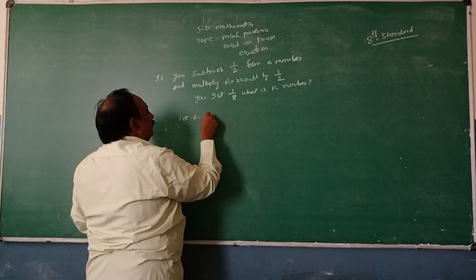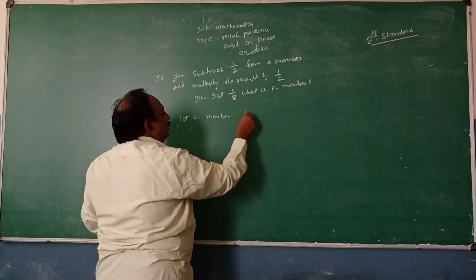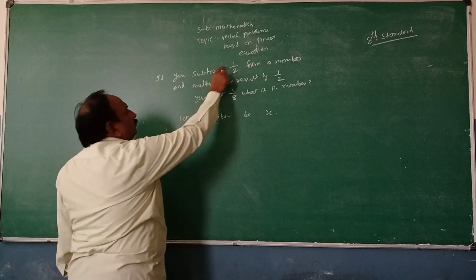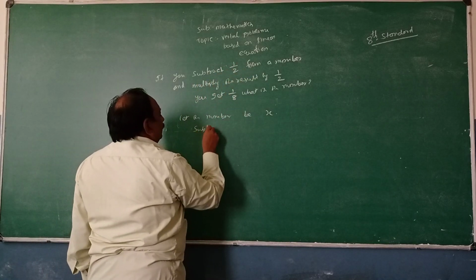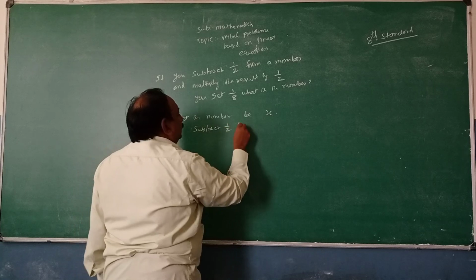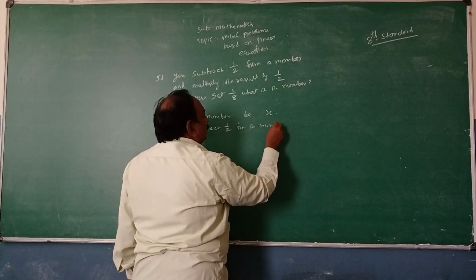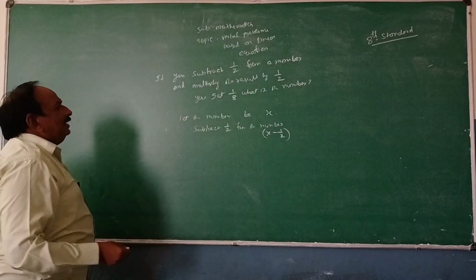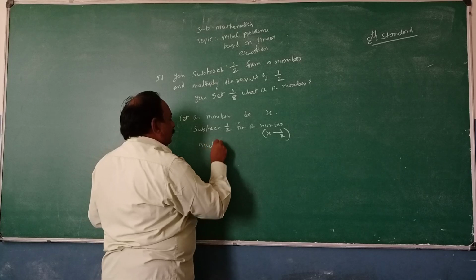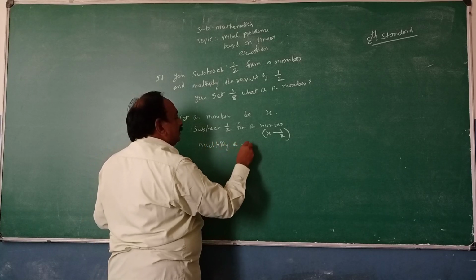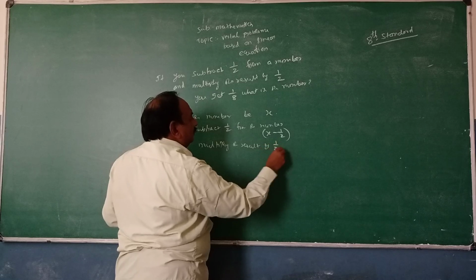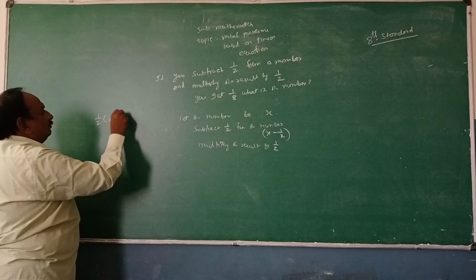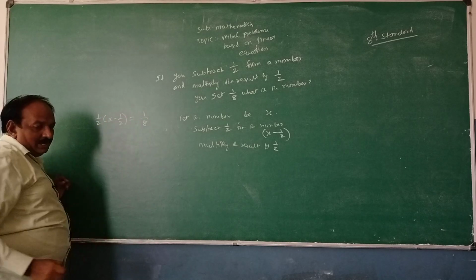Let the number be x. Subtract 1 by 2 from the number, that is x minus 1 by 2. Multiply the result by 1 by 2, that is 1 by 2 into x minus 1 by 2 is equal to 1 by 8.